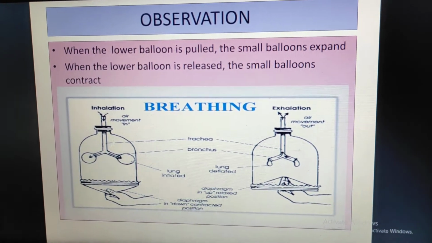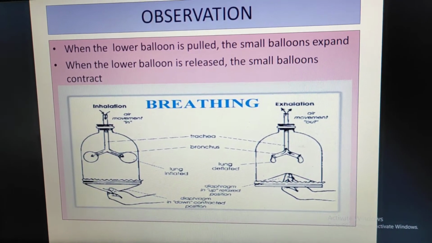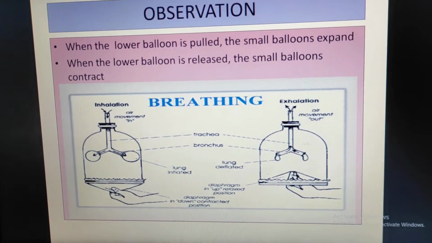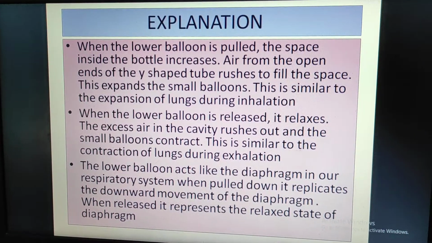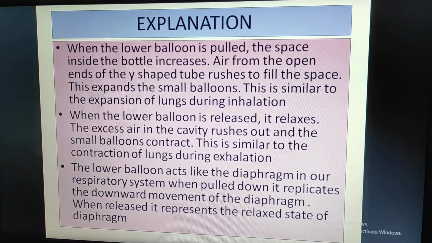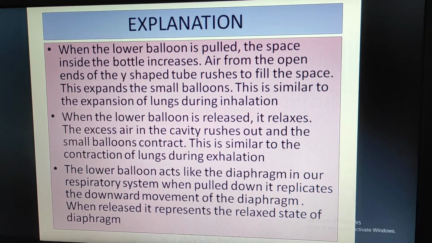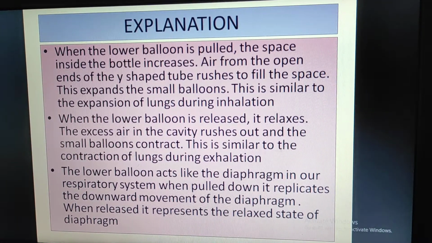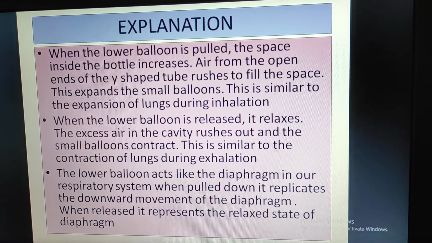So observation: when the lower balloon is pulled, the small balloons expand. When the lower balloon is released, the small balloons contract. Explanation: when the lower balloon is pulled, the space inside the bottle increases. Air from the open end of the Y-shaped tube rushes to fill the space. This expands the small balloons. This is similar to the expansion of lungs during inhalation.